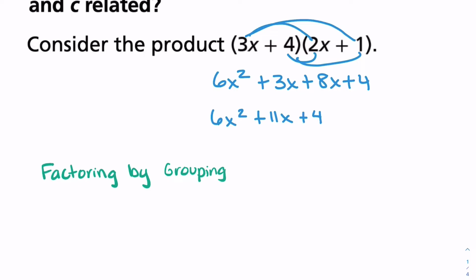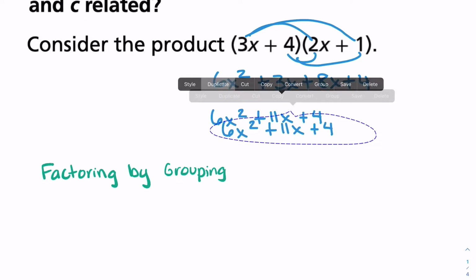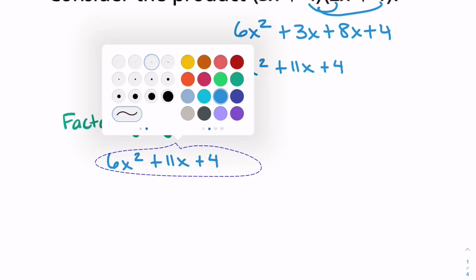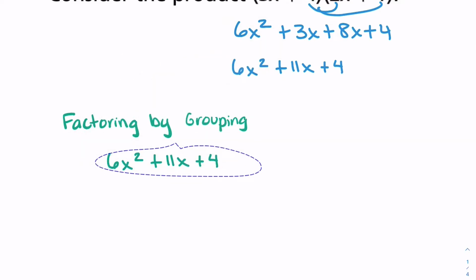And quick factoring by grouping. All right, so for factoring by grouping, we are going to take this 6x squared plus 11x plus 4, and we are going to break this down.